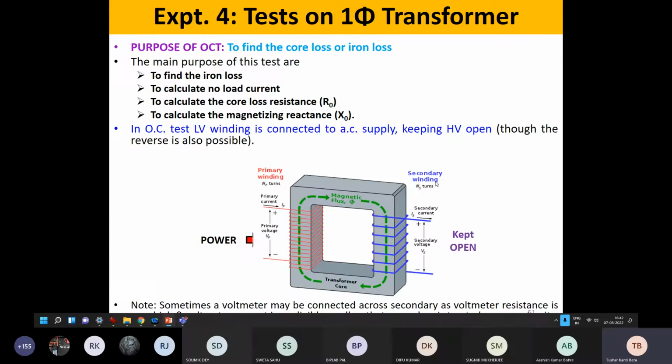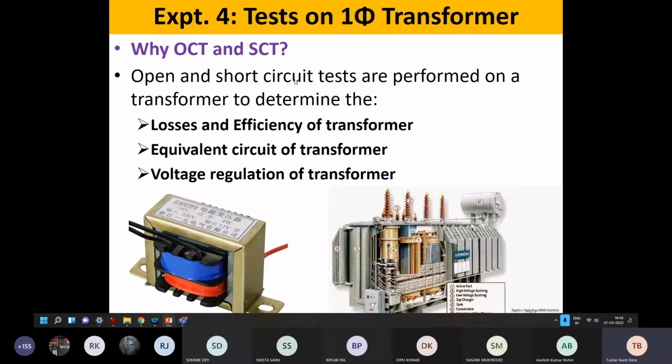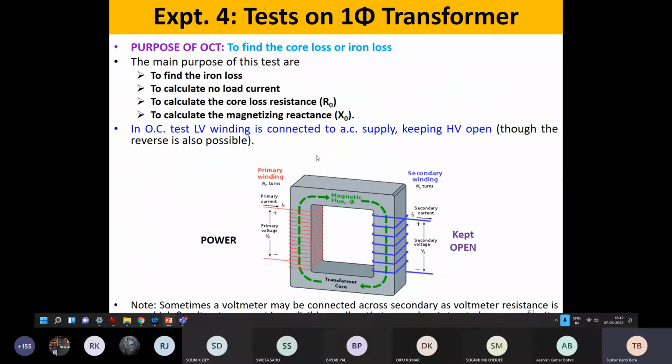So now we will go to the test. What is the open circuit test and why do we do it? Open circuit and short circuit tests are performed on a transformer to determine the losses and efficiency, equivalent circuit and voltage regulation. Now whenever we do the open circuit test, generally the high voltage winding is kept open. So the low voltage winding is taken as the primary winding. We will give the power, and the high voltage side is kept open.